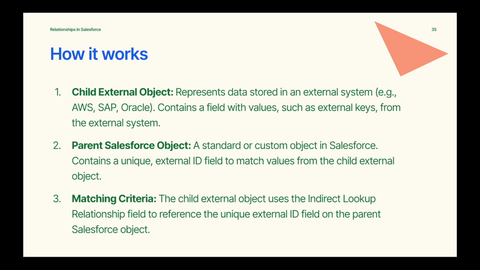And the matching criteria: the child external object uses the indirect lookup relationship field to reference the unique external ID field on the parent Salesforce object. So that indirect lookup relationship field will be on the child external object.